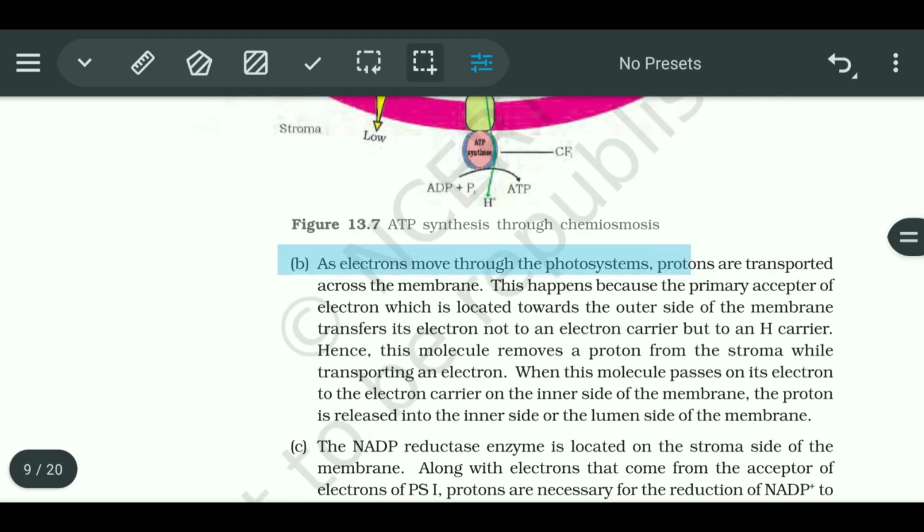B. As electrons move through the photosystem, protons are transported across the membrane. This happens because the primary acceptor of electrons, which is located toward the outside of the membrane, transfers its electron not to an electron carrier but to a hydrogen carrier. Hence, this molecule removes a proton from the stroma while transporting an electron. When this molecule passes on its electron to the electron carrier on the inner side of the membrane, the proton is released into the inner side or the lumen side of the membrane.